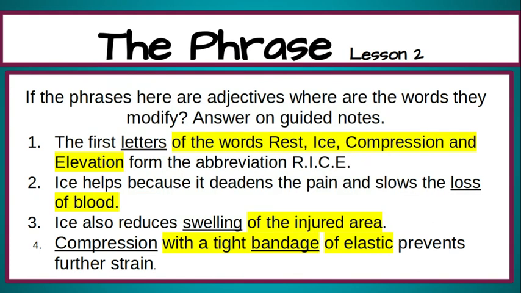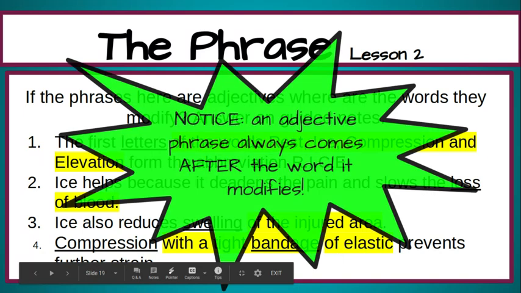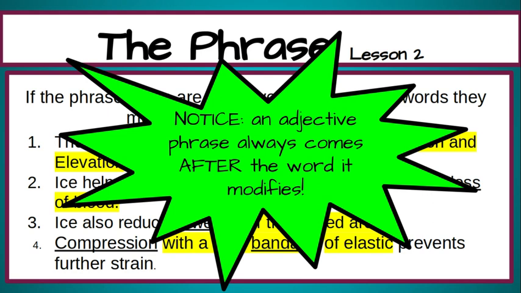So let's go back and look. Of the words rest, ice, compression, and elevation, if you got that, look at the word right in front of it. Letters. Of blood, look at the word right in front of it. Loss. Of the injured area, look at the word right in front. Swelling. With a tight bandage, look at the word right in front. Compression. Of elastic, look at the word right in front. Bandage. So again, adjective phrases always come after the word they modify. And that word has to be a noun because adjectives, of course, modify nouns.